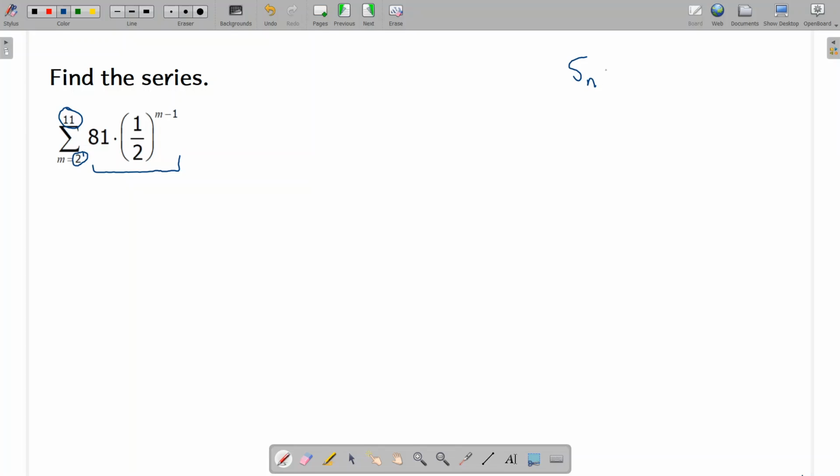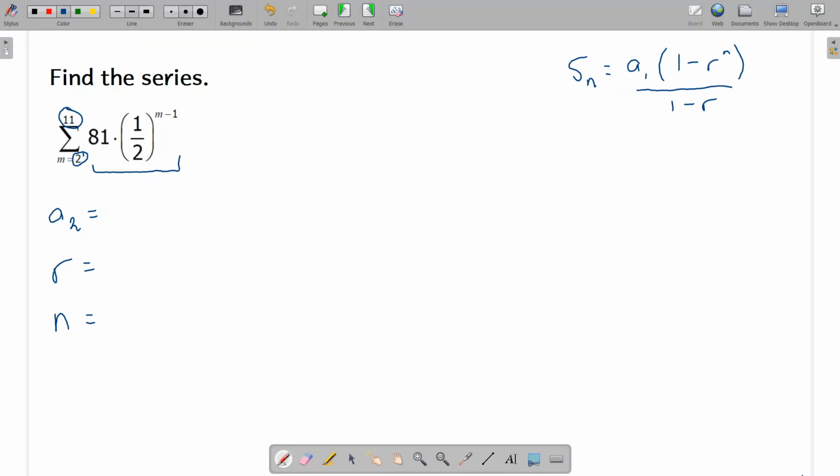That formula that we'll be using is A1 times 1 minus r to the n power, all divided by 1 minus r. So we need to find our first term, which in this case, since we're starting at 2, is really going to be A2. Our common ratio, and then n, remember, is the number of terms that we are summing up.